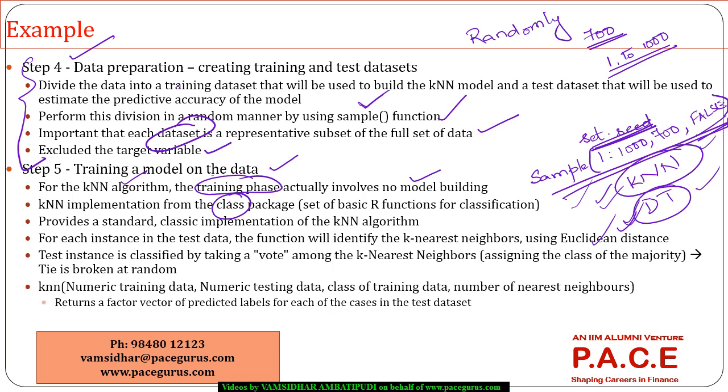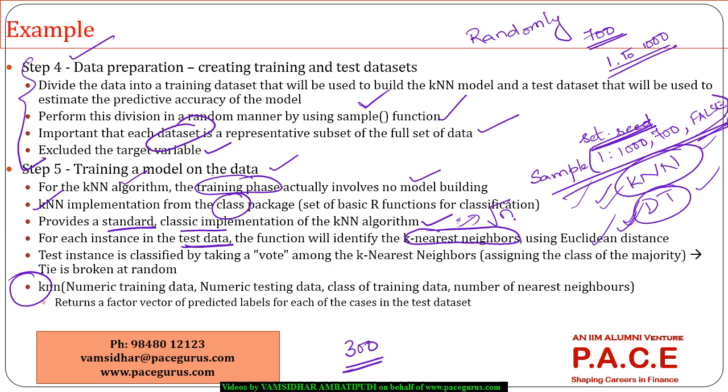Then I have to use the KNN implementation from that particular package. We'll see how to give that as an input. KNN is the name of the function. The KNN function provides a standard classical implementation of the KNN algorithm. For each instance in the test data, and we have 300 instances in the test data, the function will identify the k nearest neighbors. So I have to specify how many nearest neighbors need to be identified.